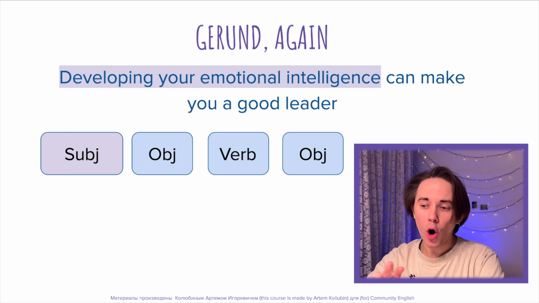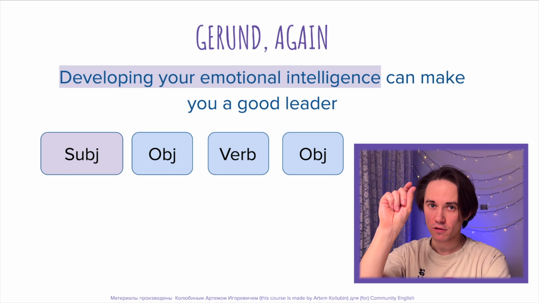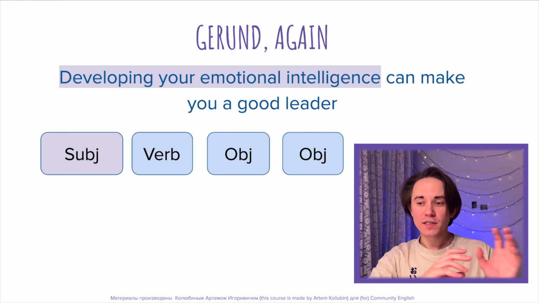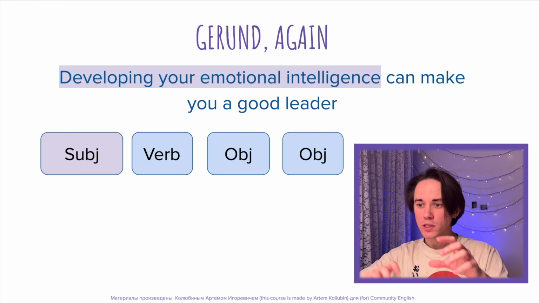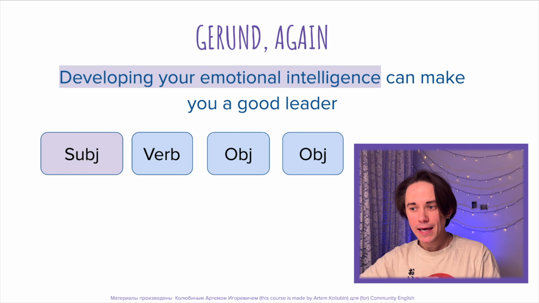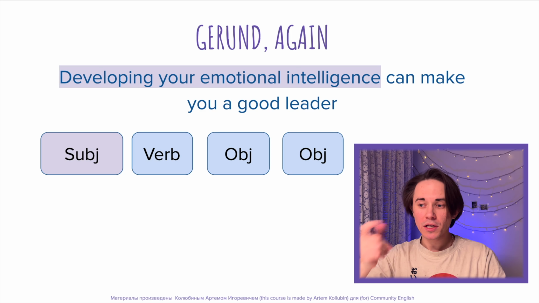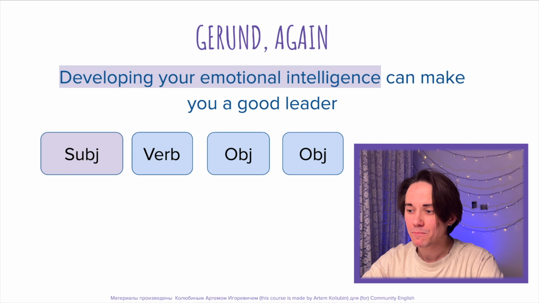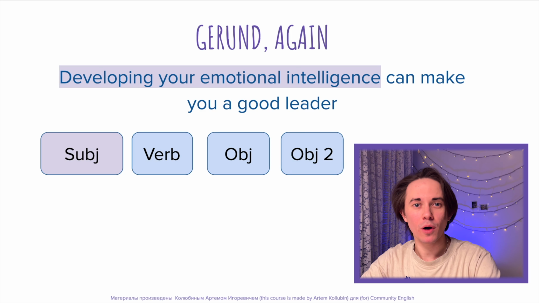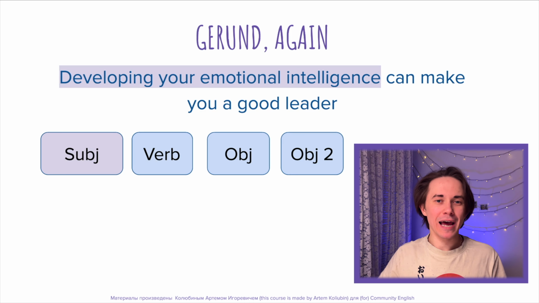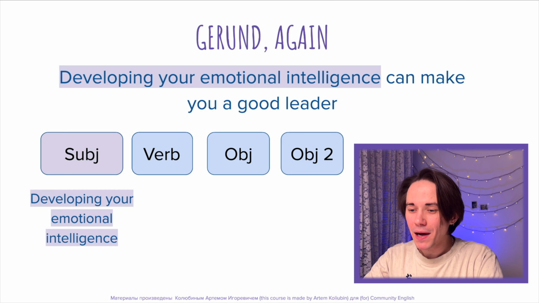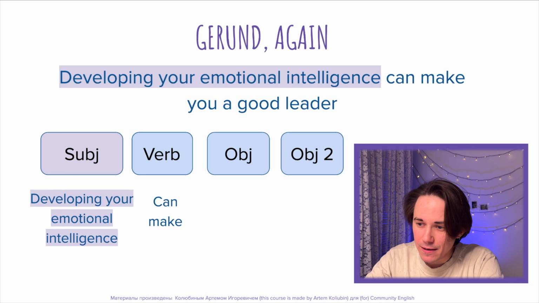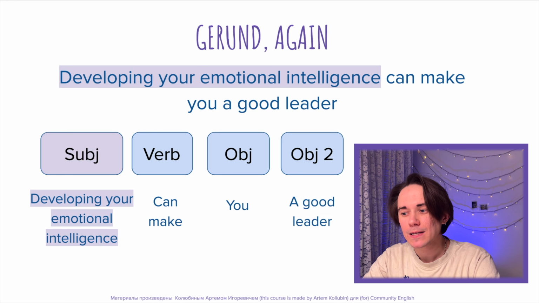And as we know, an object cannot go before the verb, so it goes after the verb. So we have the subject, developing your emotional intelligence, the verb, can make, then you is the first object, and here we have the second object, a good leader, which we kept from our previous sentence. So it's going to be object number 2. In the sentence you can have 2 objects. So basically: developing your emotional intelligence, subject; can make, verb; you, object; a good leader, object.